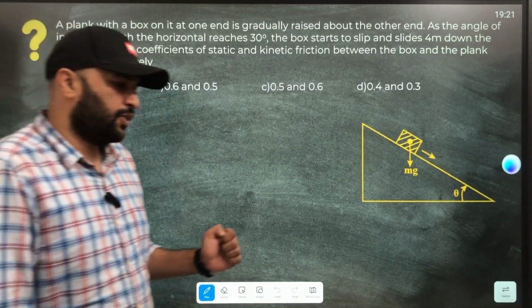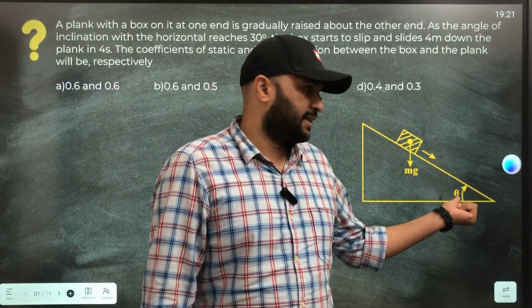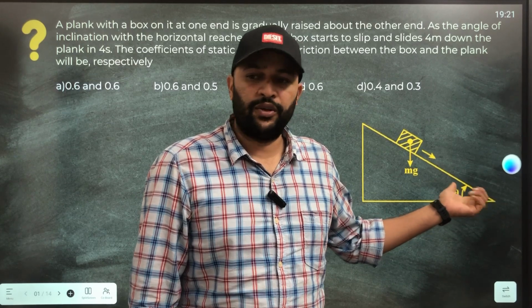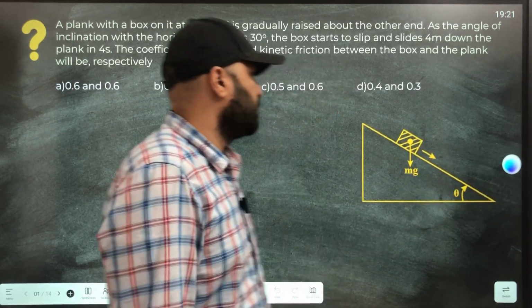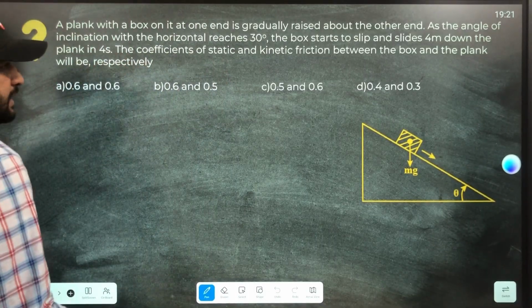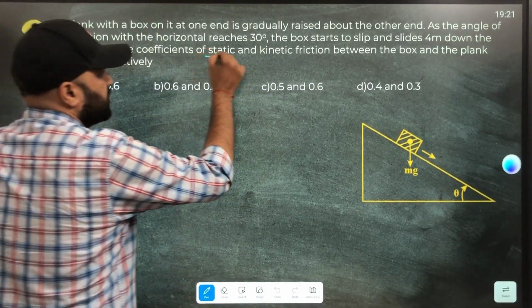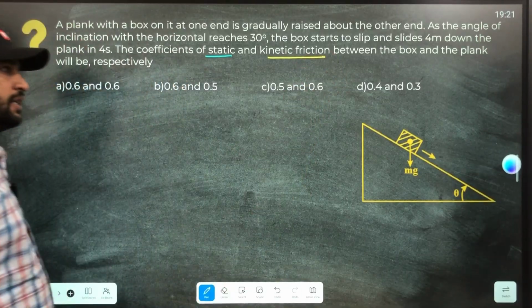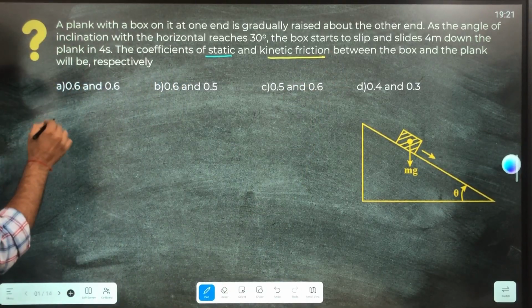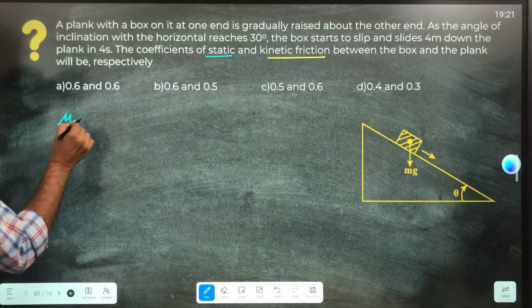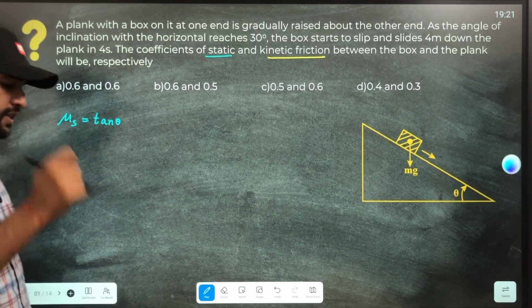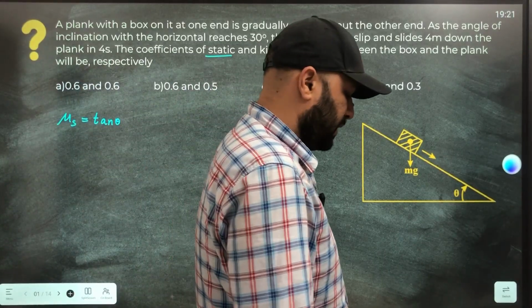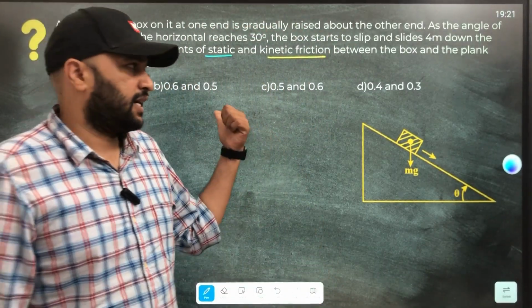So basically what you do is you are increasing the angle, right? You are looking for an angle for which the box starts slipping down. So you have to find our static friction and kinetic friction. Clear? To find static friction, mu s is equal to tan theta. The angle at which it just starts sliding down will be responsible for our static friction here.